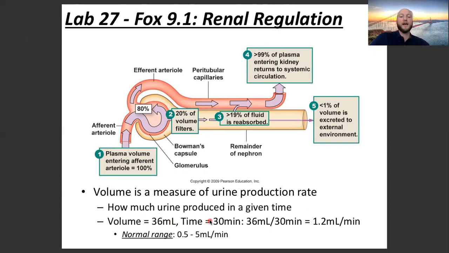And then for time, we think back to when was the most recent time we urinated. We went to the bathroom. And we get time. So right here, 36 milliliters produced over 30 minutes. 36 milliliters divided by 30 minutes gives us 1.2 milliliters per minute. A normal urine production range is 0.5 to 5 milliliters per minute. So it's amount produced divided by time that will give us the rate.